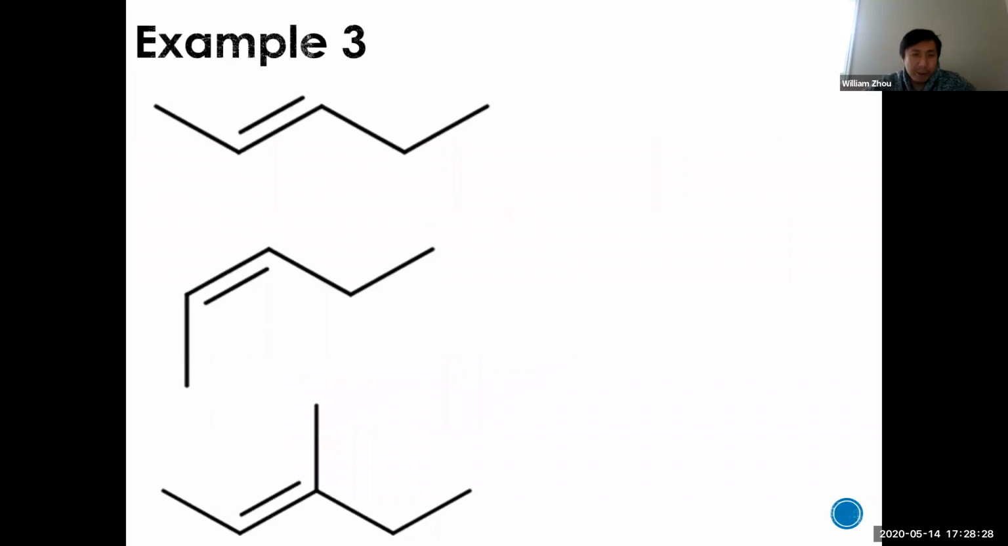All right, so let's look at more examples because this is confusing if you just look at one example. So for the first one, 5 carbons in total. And obviously you want to count from the left. The problem is, is it E or Z? Can somebody tell me?